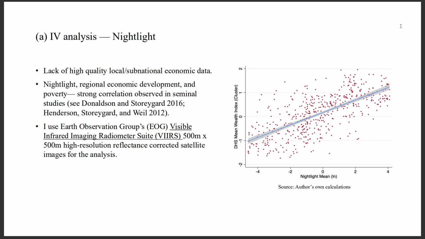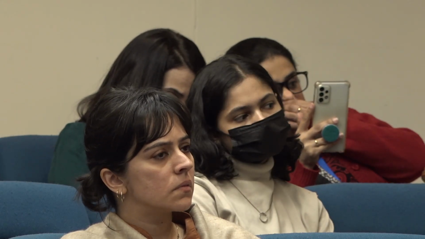So for instance, on the horizontal axis you have nightlight, but it's highly correlated with the wealth index for each cluster of the DHS survey, which is the Demographic Health Survey. It's very similar to the PSLM, but it provides geolocations, so you can see it. But the problem is that you only have the geolocation for 2 years. So again, there's limited data availability.